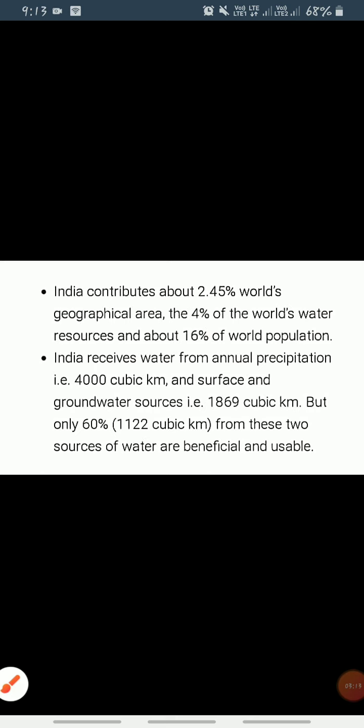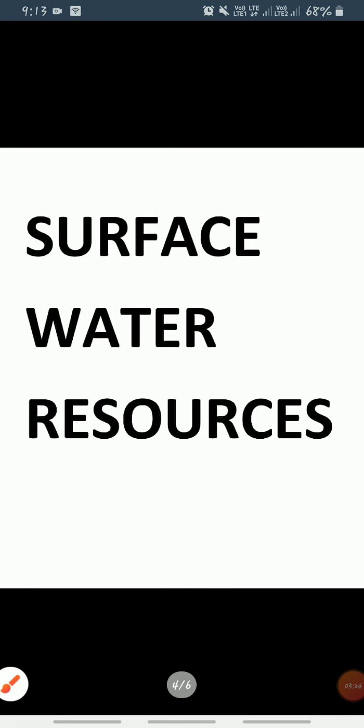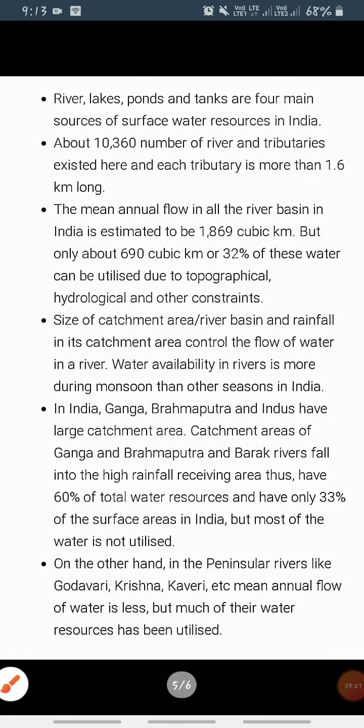Now we can divide it into two parts. One is surface water resources and the other is groundwater resources. Coming to the surface water resources, there are four major resources of surface water. These are rivers, lakes, ponds and tanks. In the country there are about 10,360 rivers and their tributaries longer than 1.6 kilometer each.